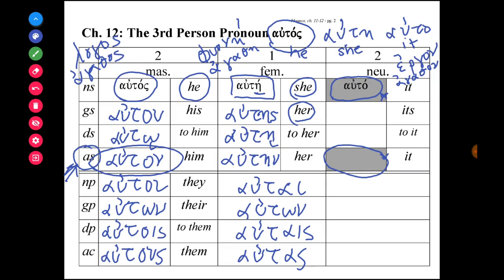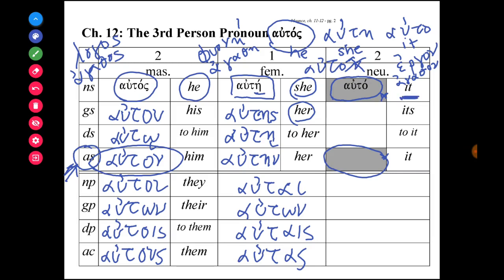So that's not a typographical error. It is in fact auto without the nu at the end. You do not see that nu. That nu has been dropped. And this is the correct nominative singular neuter form, which means "it."